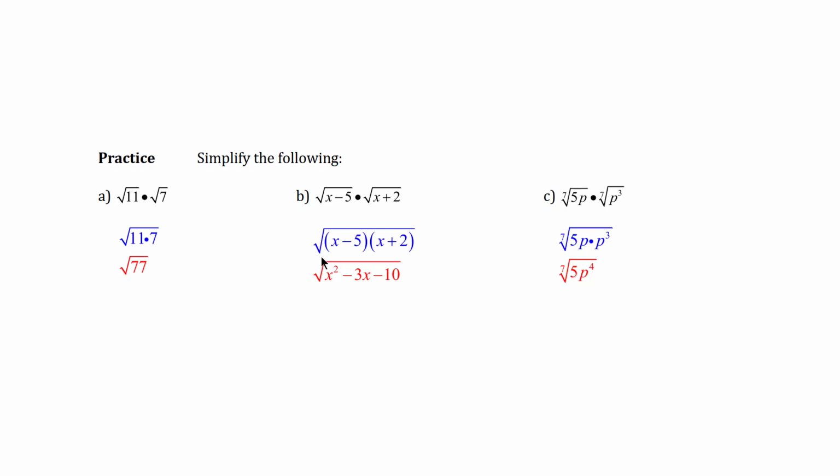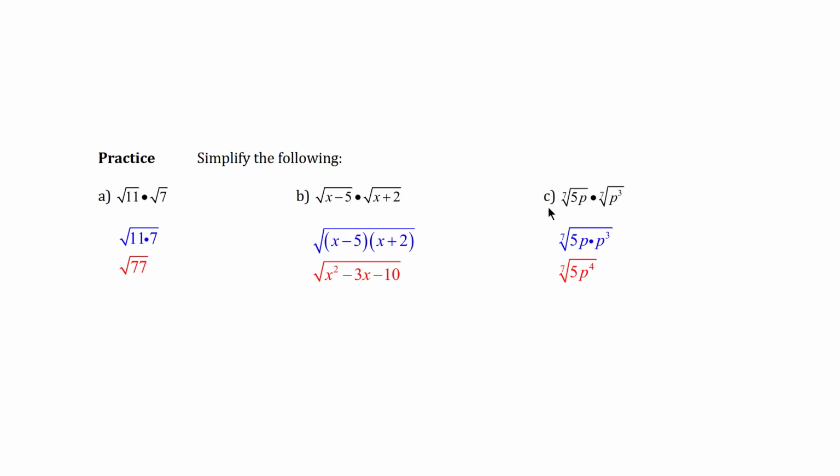Moving on to part B, again we apply the product rule. So we have the square root of parentheses x minus 5 times parentheses x plus 2. Next, we simplify the inside of the radical by multiplying the x minus 5 and the x plus 2 together. We get our final answer, which is the square root of x squared minus 3x minus 10.